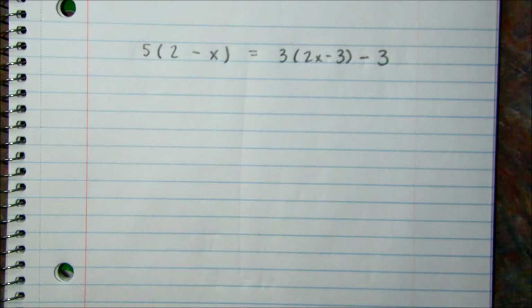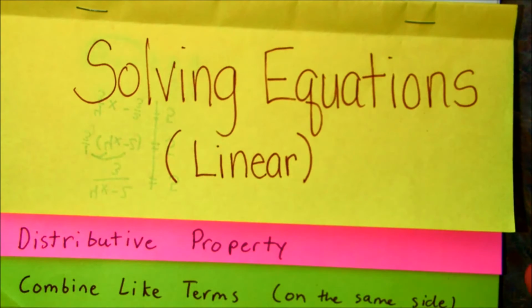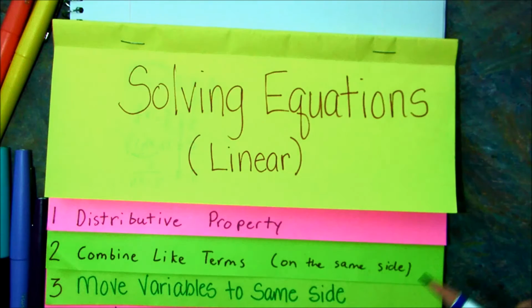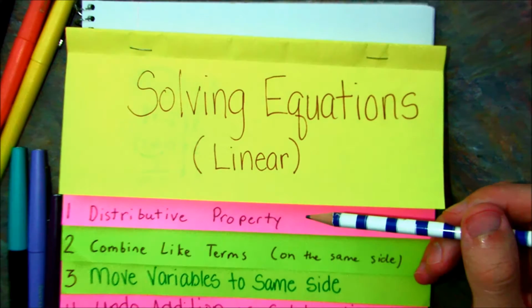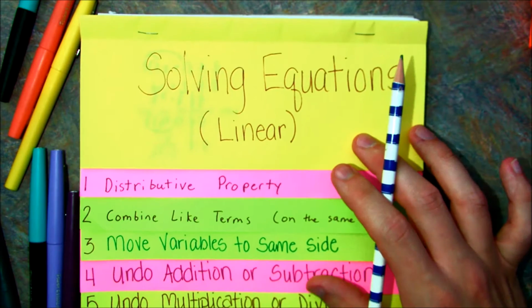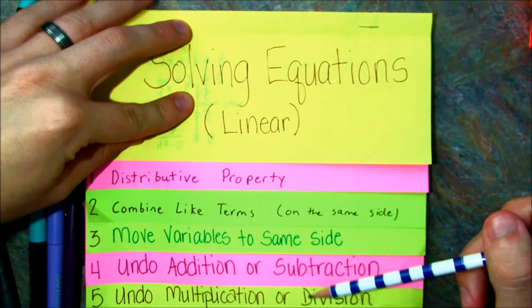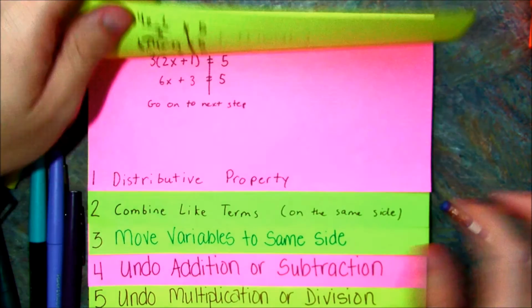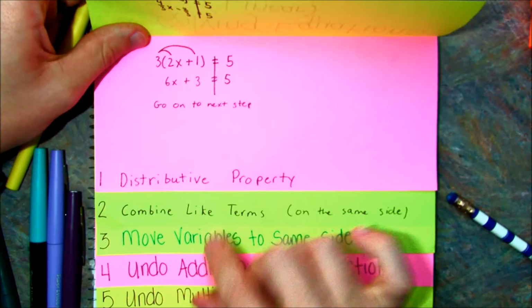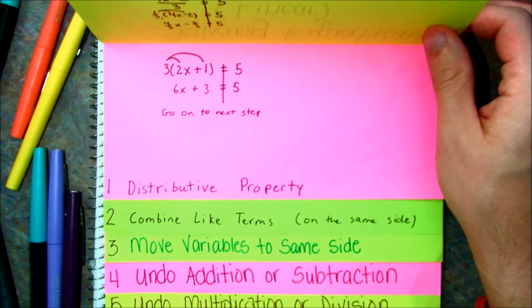In this video, I'm going to show you how to solve a multi-step equation in one variable using what's called a foldable. Now, a foldable is a math manipulative. In this case, I made this foldable to show all of the steps of solving an equation in one variable. Each of these represents a tab, and under these tabs are examples of what the step means. So for example, the first step is the distributive property.